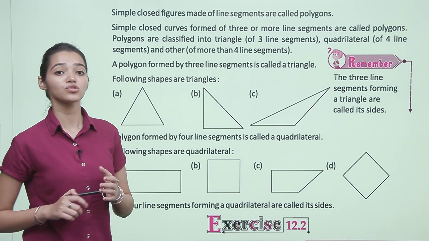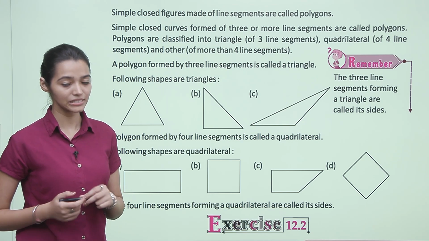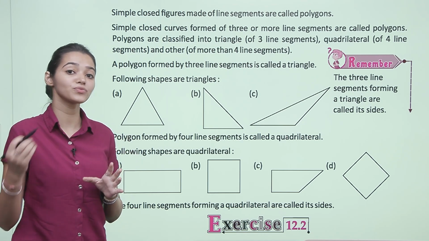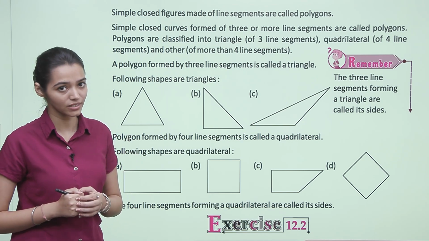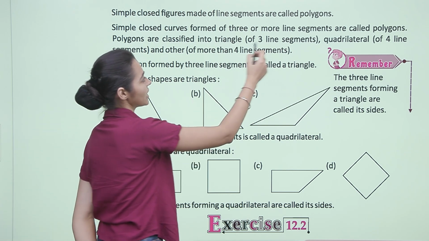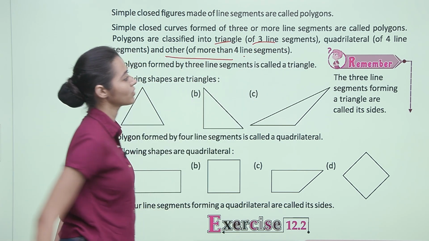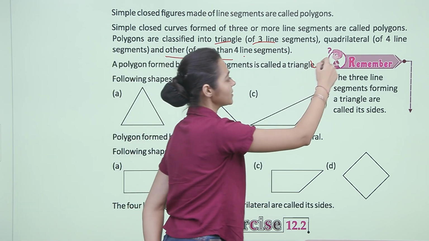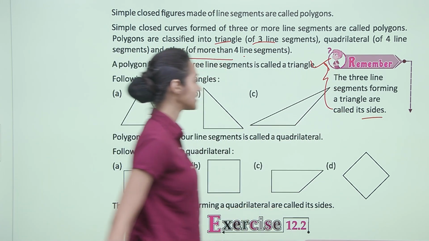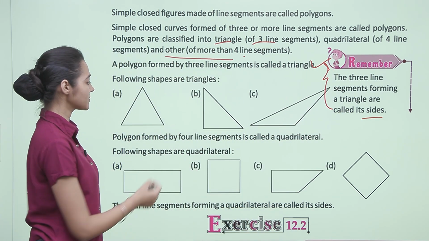Now next is simple closed figures made of line segments, which are called polygons. Simple closed curves made of 2 or 3 or more line segments are polygons. Polygons are classified as triangle with 3 line segments, quadrilateral with 4 line segments, and others with more than 4. Always remember the 3 line segments forming a triangle are called its sides. Now the following shapes are triangles.